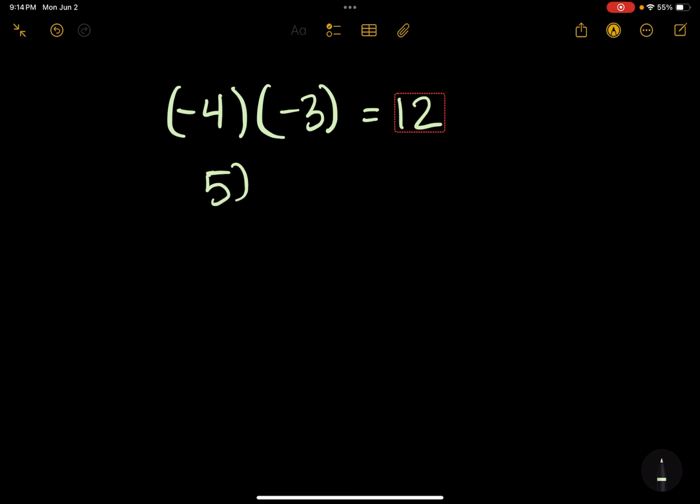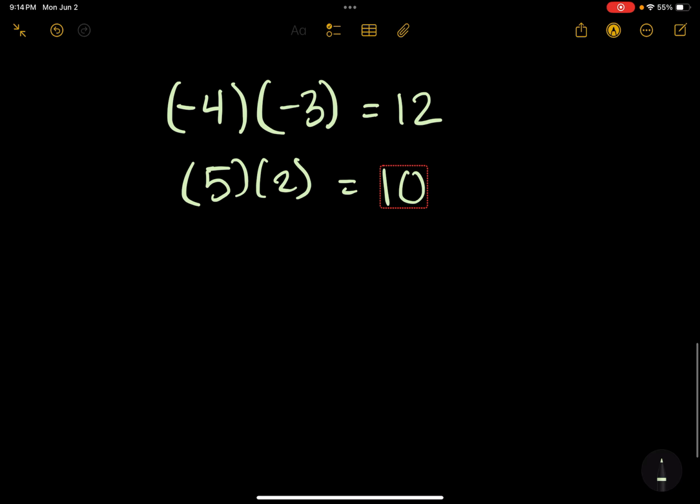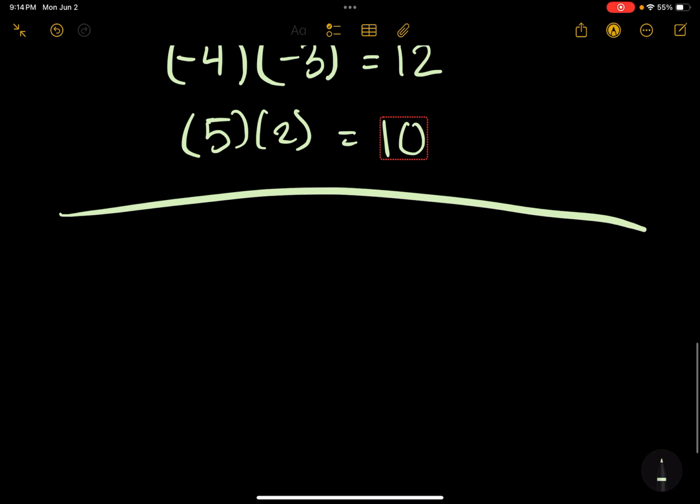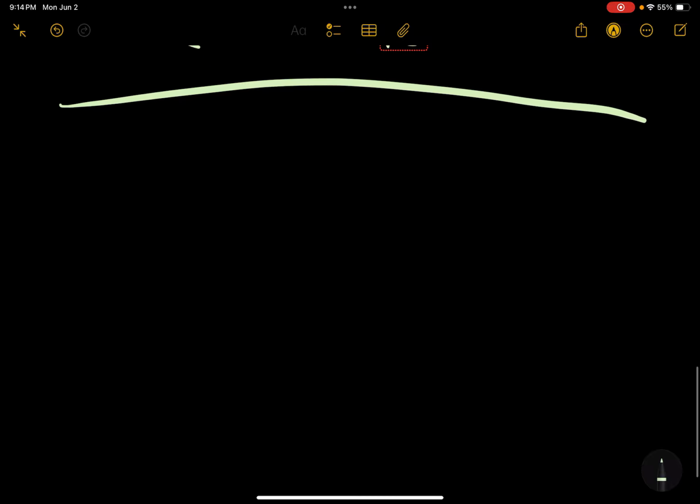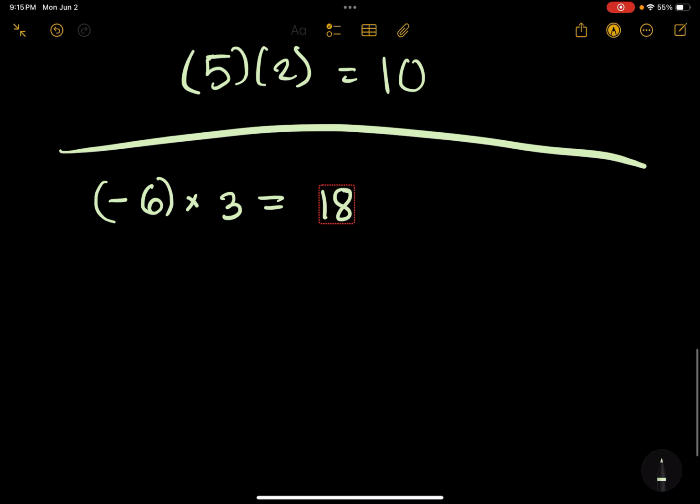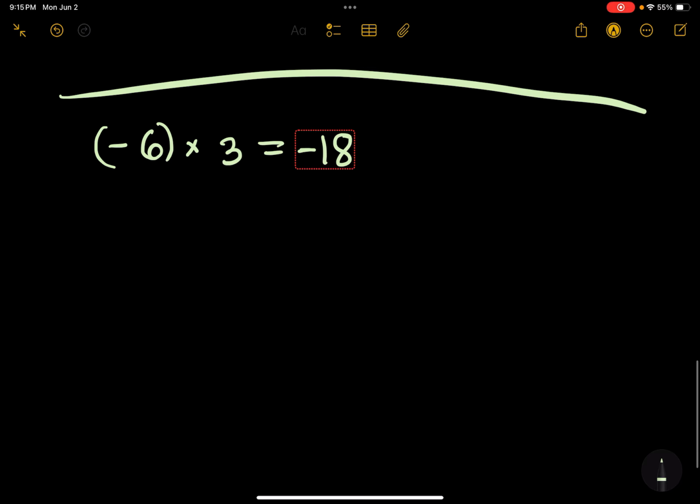Same goes for 5 times 2. It gives us a positive 10, because the signs are both positive, so it results in a positive answer. So the second rule for multiplication is if the signs are different, then the product is negative. So negative 6 multiplied by a positive 3. 6 times 3 is 18, but because the signs are different, the answer is negative.